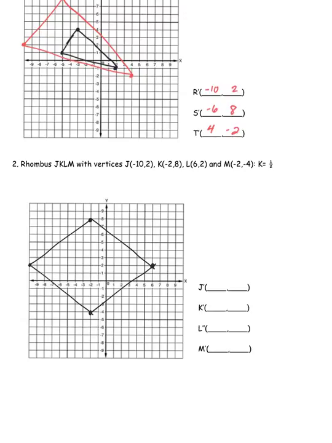And then we're going to shrink it by half. So we just divide everything by 2. So this one would be (-5, 1). This one's going to be (-1, 4), (3, 1), and (-1, -2). So (-5, 1), (-1, 4), (3, 1), and (-1, -2). And that's it.